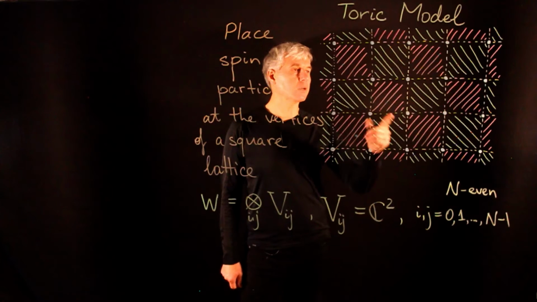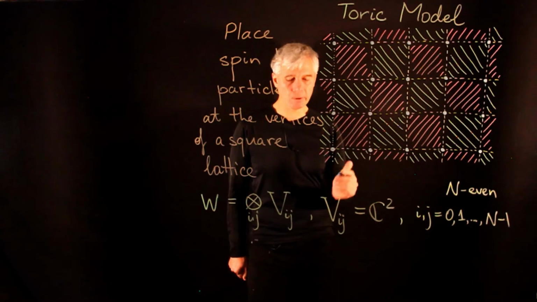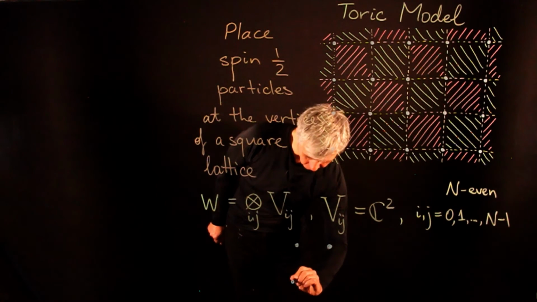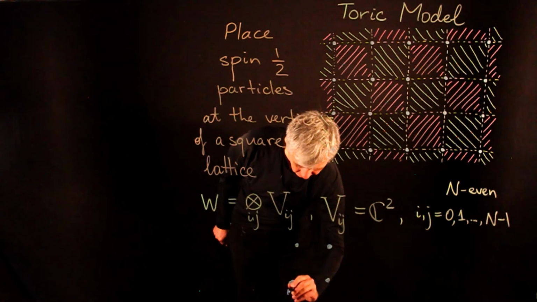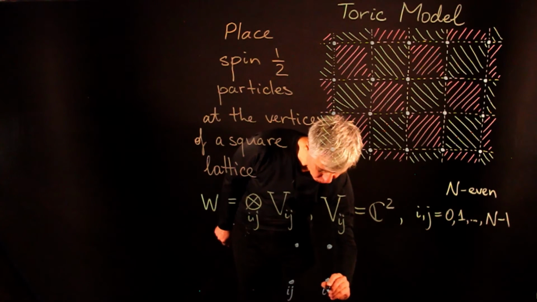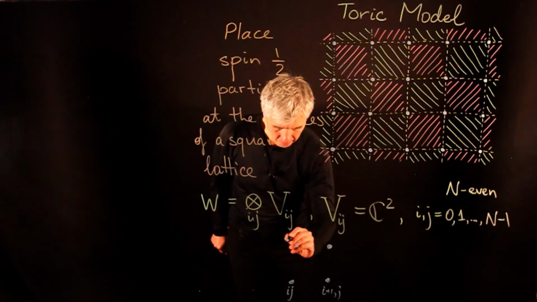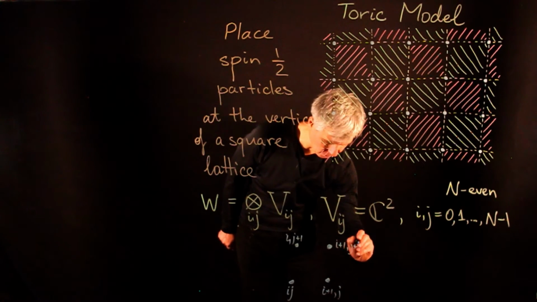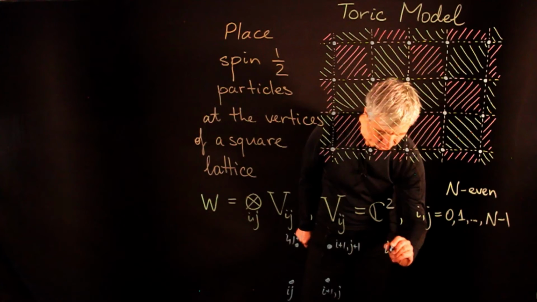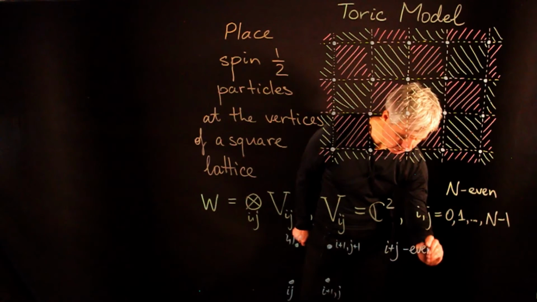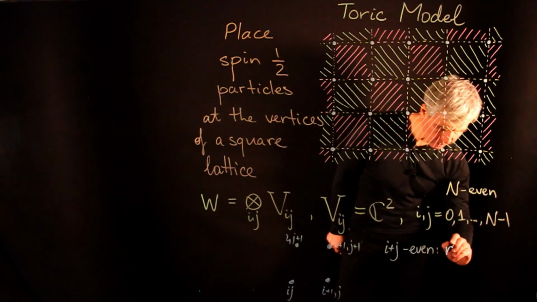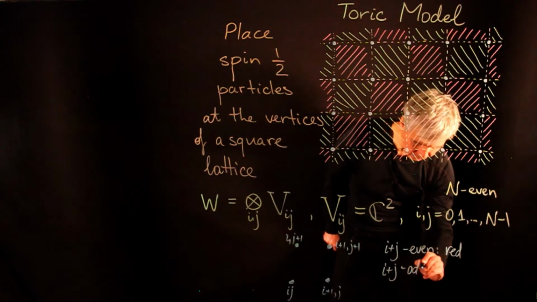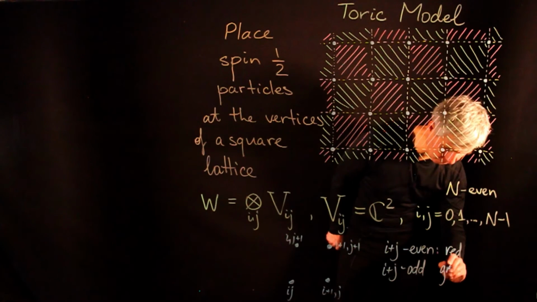We mark half of the squares in our lattice as red and the other half as green. The rule is that if we have a square formed by the vertices ij, i+1 j, i j+1, and i+1 j+1, and if i plus j is even, then we mark this square as red. And if i plus j is odd, then we mark the square as green.